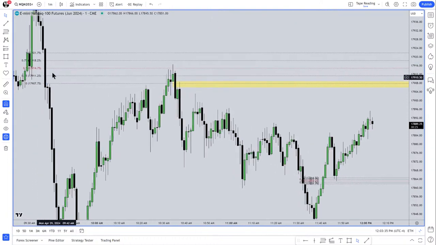See how we went to consequent encroachment, that inefficiency there? Overshot a little bit, but look at the bodies. Then we had a breakdown. Shift in market structure. This model 2022. Where's the sell side? There. That's what it hit.